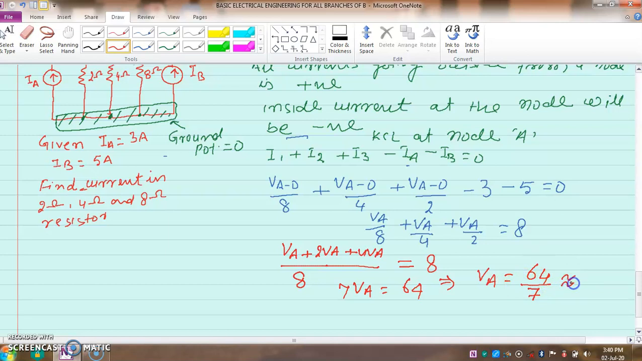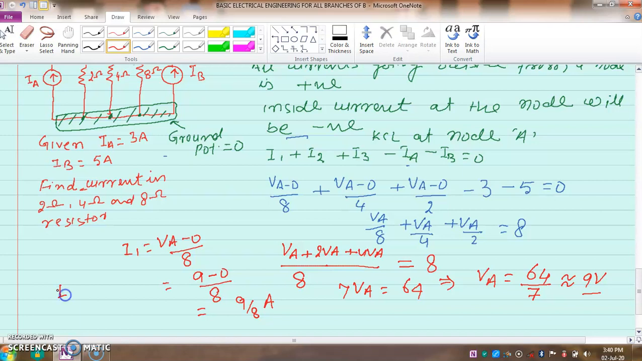It will be nearly equal to 9 volt, 9 point something, but I write 9 to solve the problem. VA is 9 volt. So once VA is known, you can find any value, like I1. What is I1? I1 equal to VA minus 0 divided by 8. So VA is 9, minus 0, divided by 8. So it will be 9 by 8 ampere.